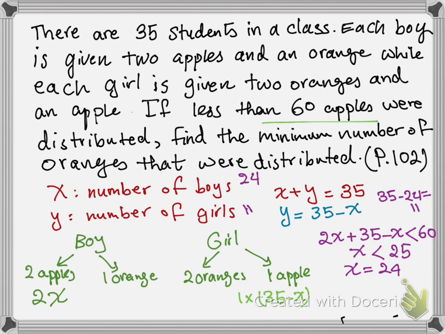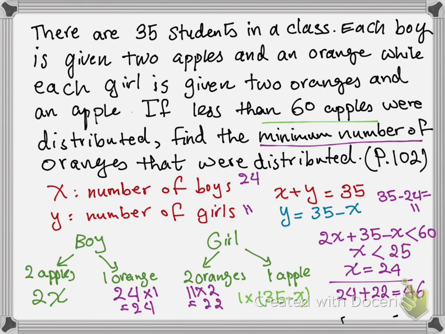Okay, so we want to find the minimum number of oranges that were distributed. So every boy got 1 orange, so we distributed 24 oranges to the boys, 24 times 1, and girls were 11, so every girl is given 2 oranges, so 11 girls times 2 is 22. So 24 plus 22 is 46, which is the minimum number of oranges that were distributed.